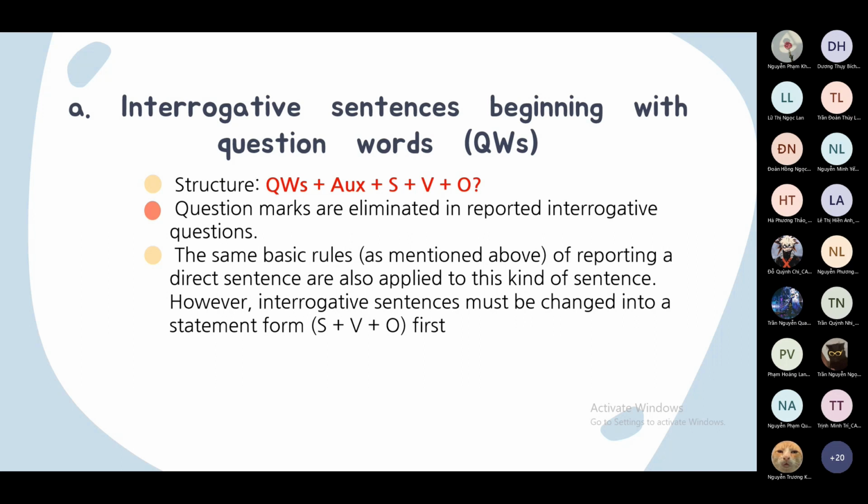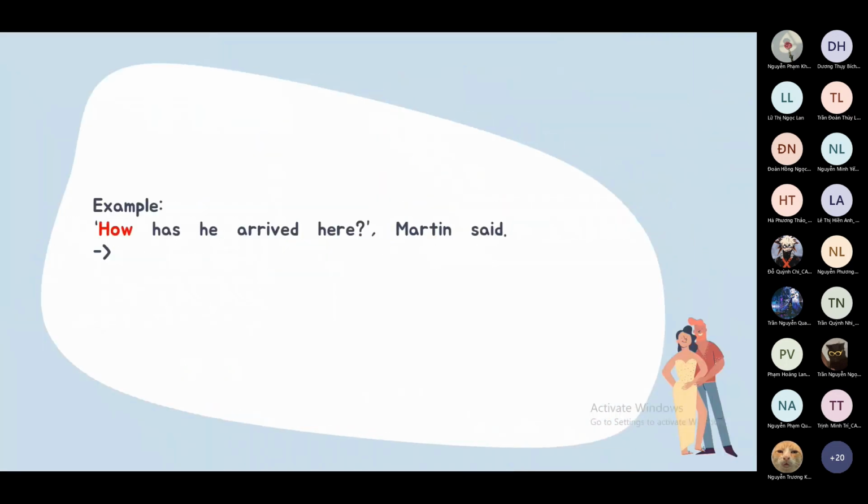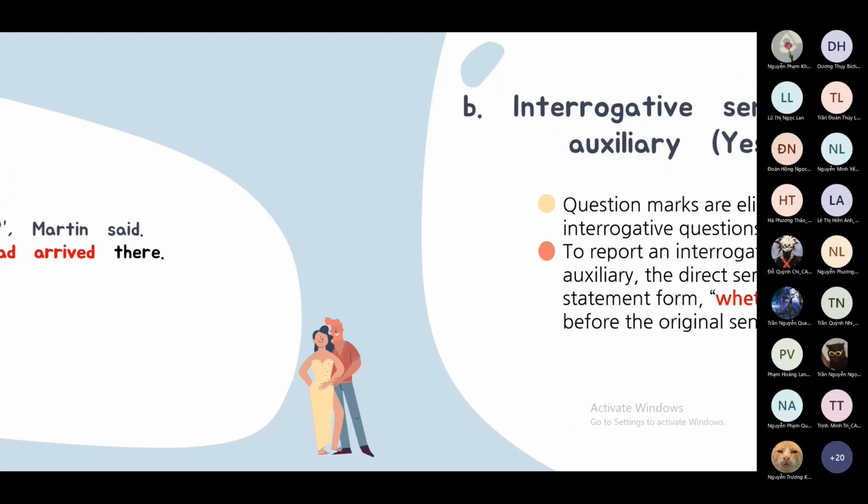First, here is an example. The original sentence is, "How has he arrived here?" Martin said. We changed this sentence into, "Martin asked how he had arrived here."